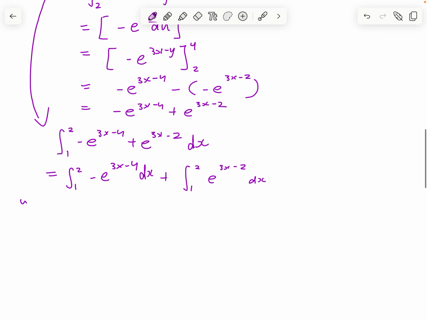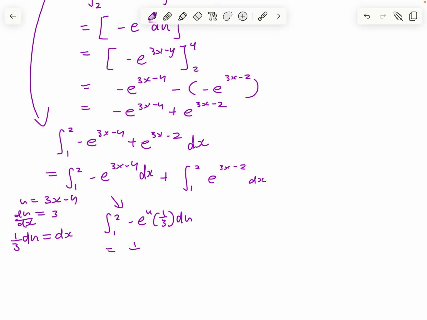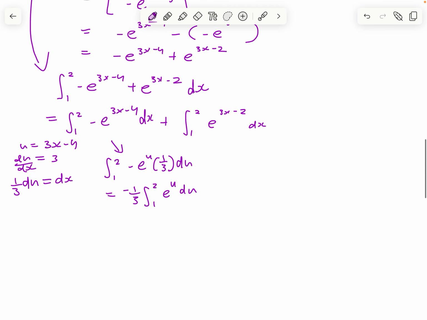So for the first part, we let u equal 3x minus 4. du over dx this time, with respect to dx, we get 3 only. The 4, it's just a number, so it's 3. And if we isolate dx, we get 1/3 du. So this would be negative e^u times 1/3 du, which is basically the same as negative 1/3 times the integral from 1 to 2 of e^u du, which is the same as e to the power of u.